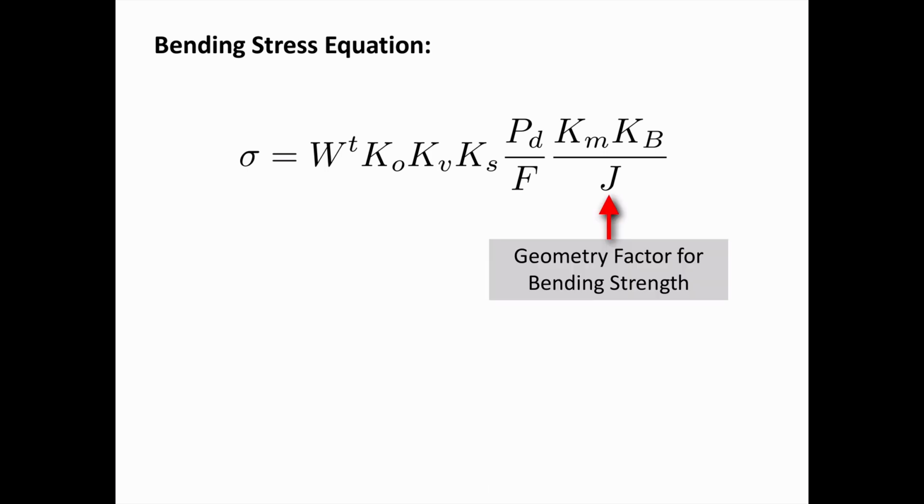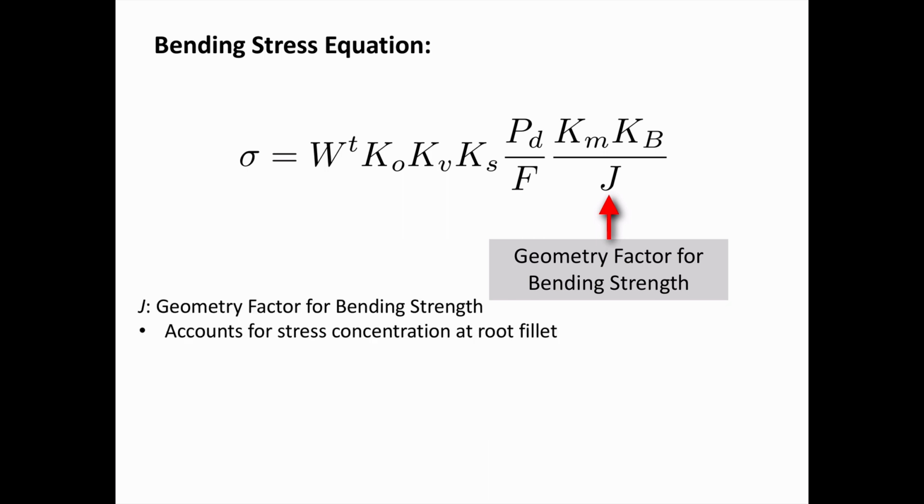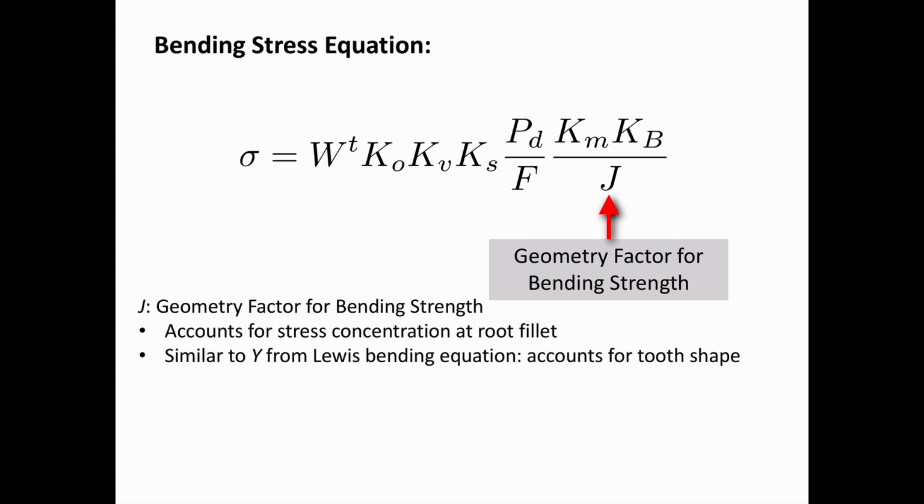The geometry factor for bending strength, or J, is what we're going to go through next. This accounts for the stress concentration at the root fillet. This is similar to the quantity Y from the Lewis bending equation that accounts for tooth shape.